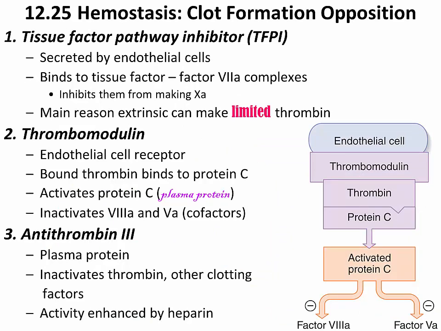Lastly, we want to talk briefly about factors that oppose the formation of a blood clot. We talked about factors that oppose the formation of a platelet plug, and of course there must also be factors in the body that oppose the formation of a clot, because otherwise that clot would spread throughout the body. We see three. The first is tissue factor pathway inhibitor. This is a factor that's secreted by endothelial cells, and it binds to the tissue factor 7A complex and inhibits them from ever making 10A and therefore converting prothrombin to thrombin. This is the main reason that the extrinsic pathway can only make limited thrombin, as we mentioned. It's largely inhibited by tissue factor pathway inhibitor.